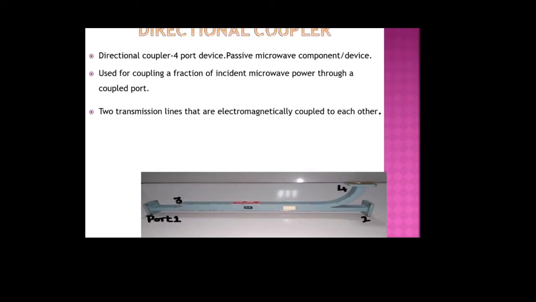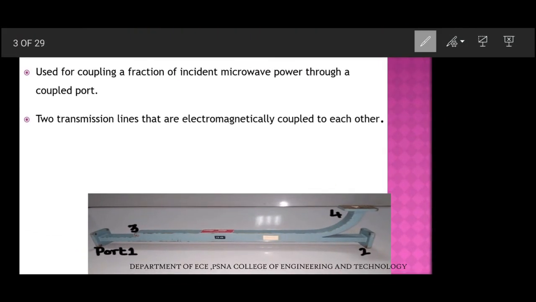In this figure, to show the ports of the direction coupler, I just numbered them as 1, 2, 3 and 4. All the four ports are matched and the circuit is lossless. The directional couplers are used for coupling a fraction of incident microwave power to a coupled port. So port 1 is called the input port and port 2 is the output port. Port 4 is the coupled port and port 3 is the isolated port.